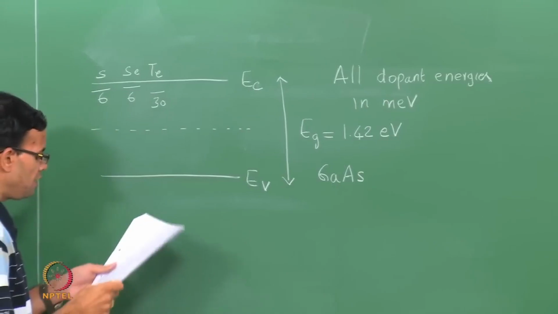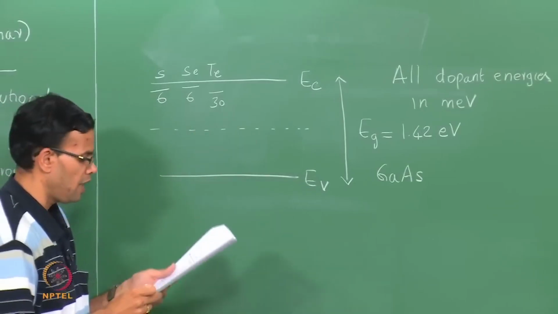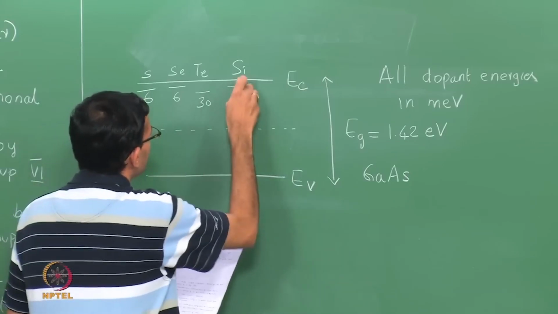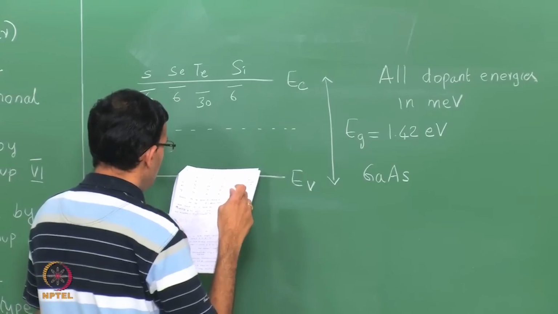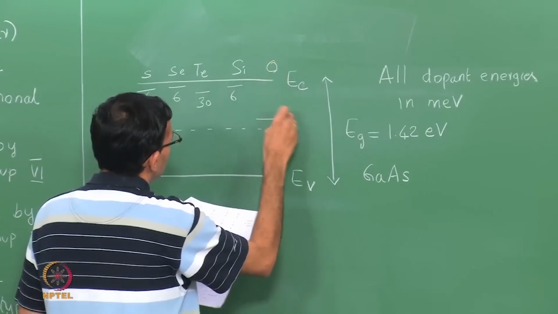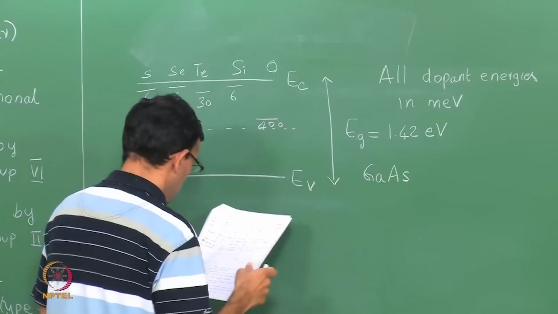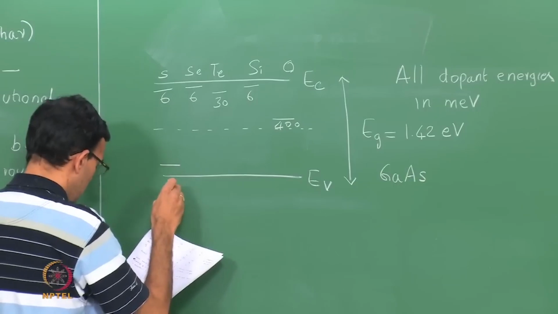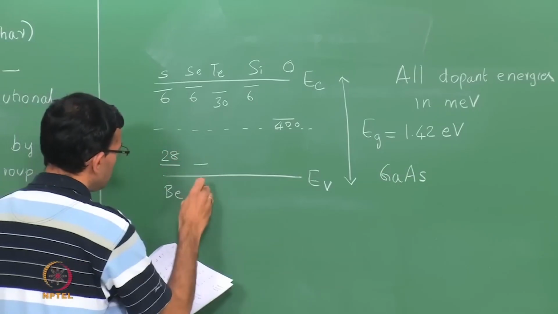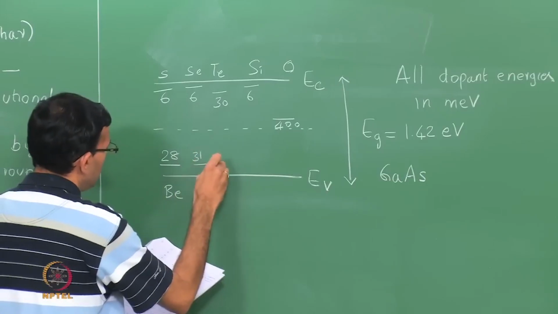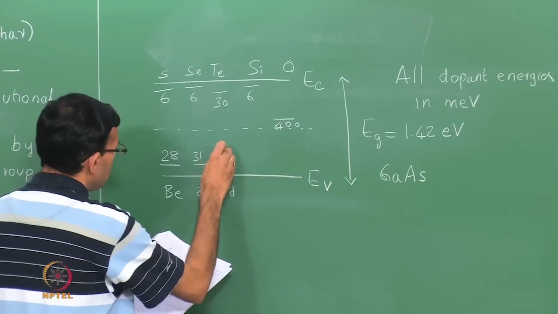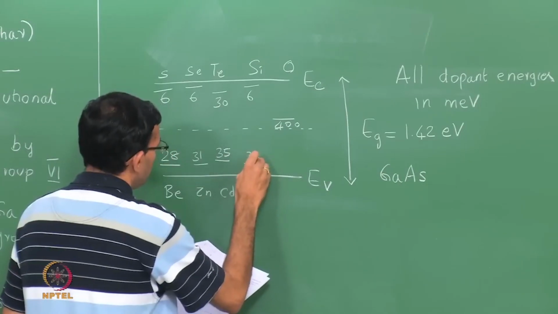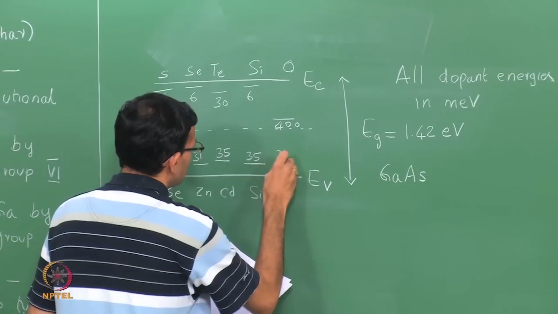Which means the diagram is not really to scale, but we will just show it semi qualitatively, so we have a rough idea. Silicon, we said silicon can go either to gallium or to arsenic. So, silicon as an n type is around 6 milli eV. Oxygen on the other hand is around 400. Similarly, we can look at the group 2 elements. So, we have beryllium, which is around 28, zinc is 31, cadmium is slightly higher, 35. We can also have silicon as a p type, that is around 35 again, carbon is around 26.